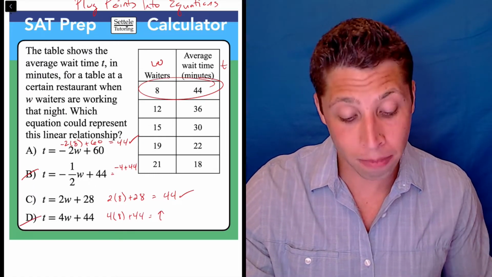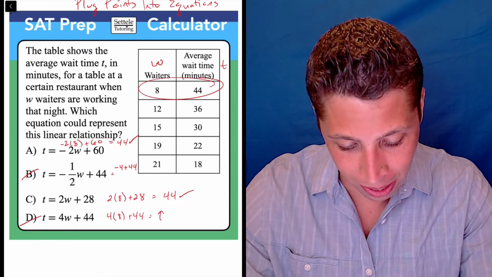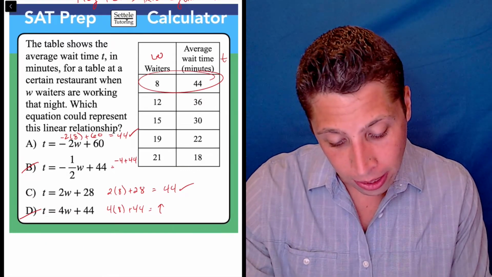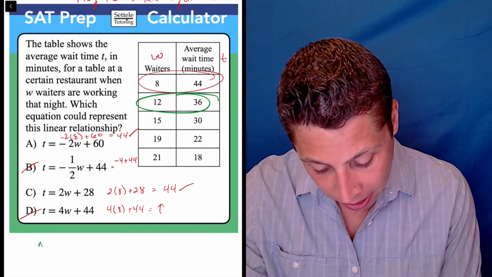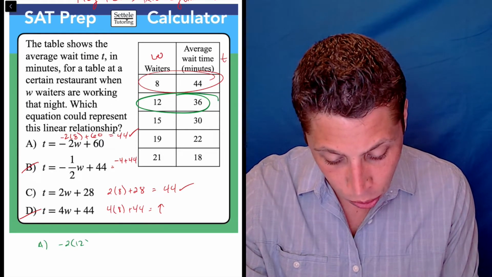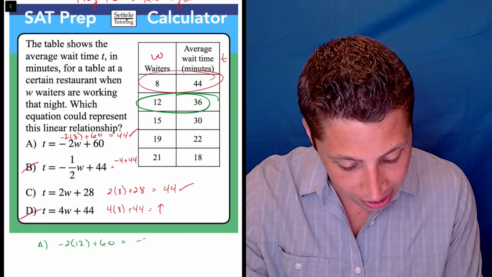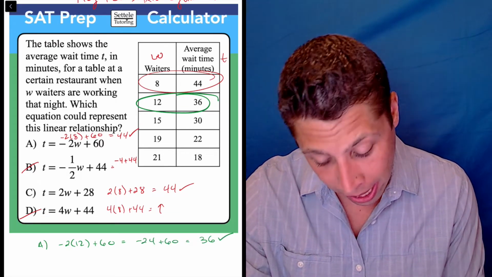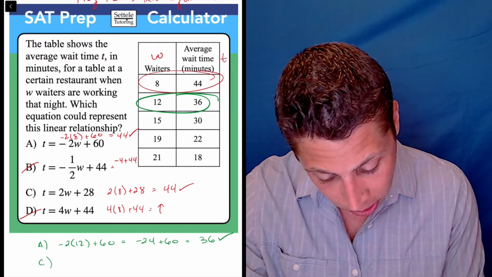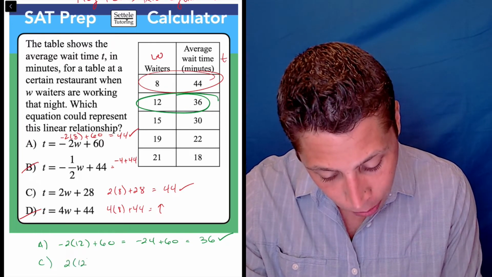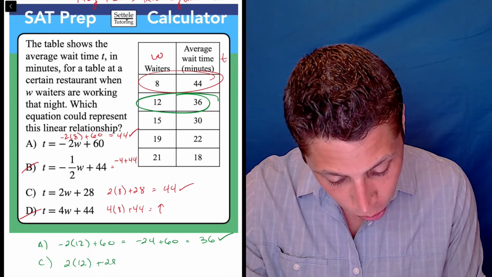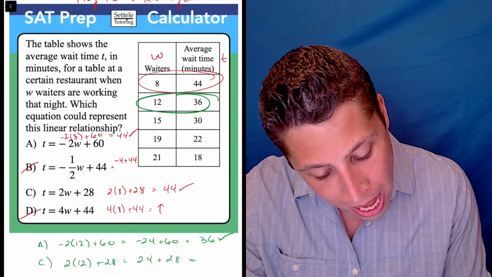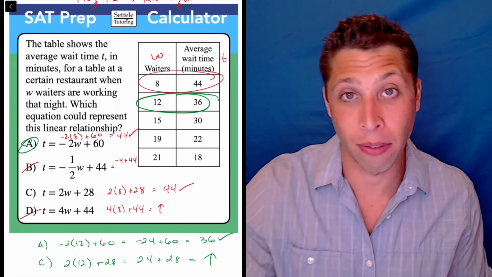How do we decide between them? Plug another point into the equations, okay? We don't need to try B and D. Now we just need to do A and C. Let's just pick the next point, 12 and 36. So choice A would be negative 2 times 12 plus 60. So that's negative 24 plus 60, and that is 36. So that's probably going to be it. It's very rare that the second point works in C as well, but we should try it out anyway. 2 times 12 plus 28, that's 24 plus 28, that's way more than 36, so now we have our answer.